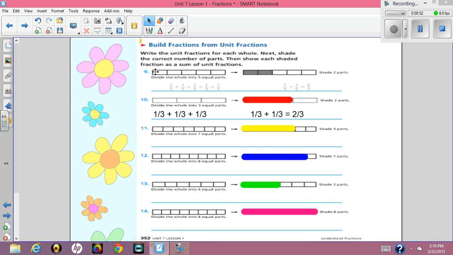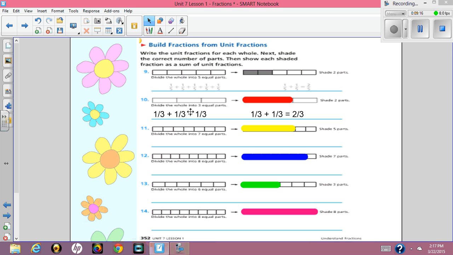It says this particular whole is divided into 5 equal parts, and then it indicates that we need to shade 2 parts. So here's 2 parts shaded. 1/5 plus 1/5 equals 2/5. Now look at number 10. I have done this so you can see what we are doing.